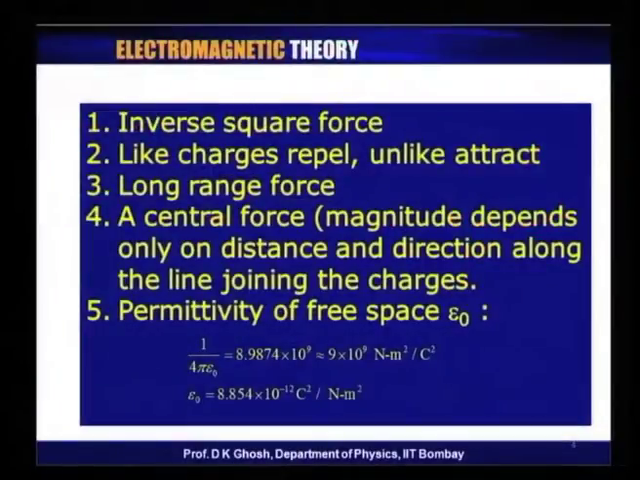The constant of proportionality, which in standard international or SI units is written as 1 over 4 pi epsilon 0, to a great deal of precision is 8.9874 into 10 to the 9, but for all practical purposes we can take it as 9 into 10 to the 9 Newton meter square per Coulomb square, and the epsilon 0 itself is 8.854 into 10 to the minus 12 Coulomb square per Newton meter square.